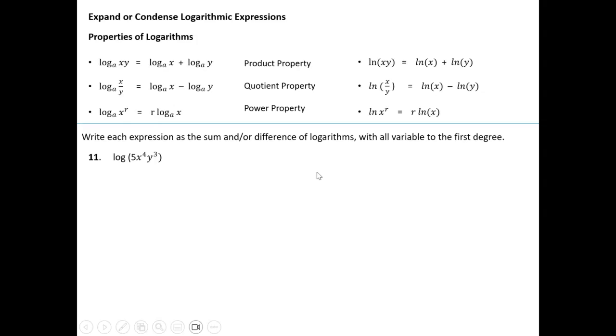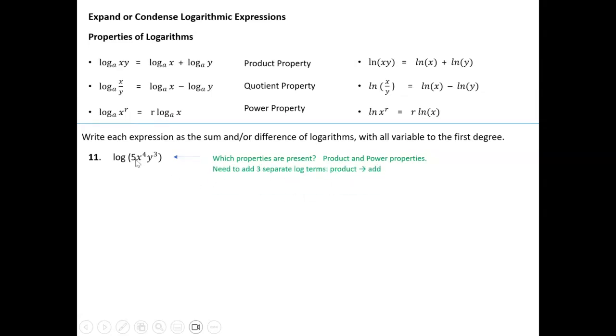Example number 11. You have log, right? If there's no base, it means it's base 10. Log of base 10 of parentheses 5x to the fourth power y cubed close parentheses. So here, guys, we have the power property and the product property, right? Because here we have multiplications, it's going to be addition. And also, we also have the power property because if we have powers, they're going to go to the front.